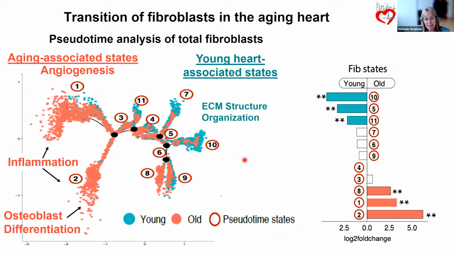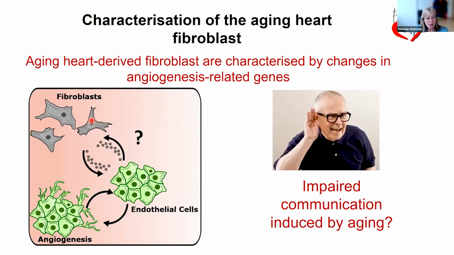In young hearts, extracellular matrix structure and organization was high. And because we found that this cluster here being very significantly and strongly enriched in the aged heart, we then focused on the understanding of these angiogenesis-related genes in the diseased aged hearts. So we questioned whether fibroblasts, which show these changes in gene expression of angiogenic factors, might control or interact with endothelial cells, which are the cells usually responsible for angiogenesis.